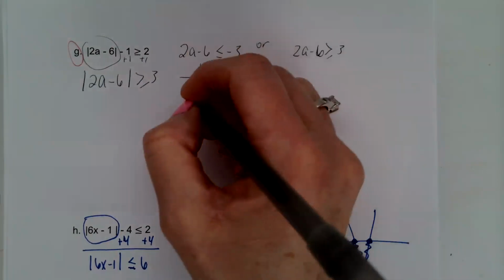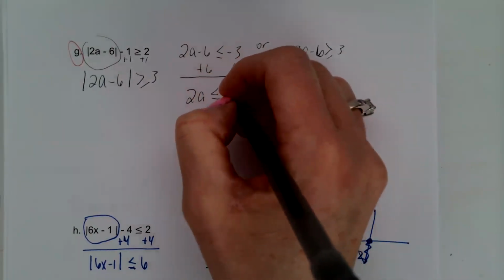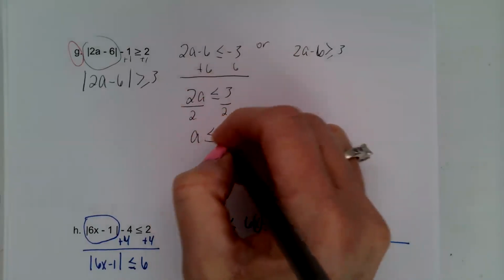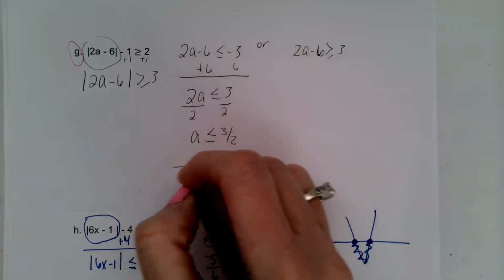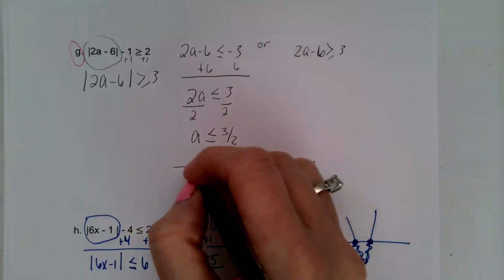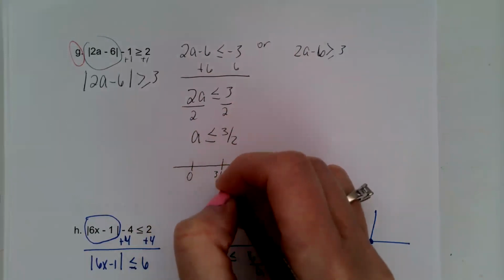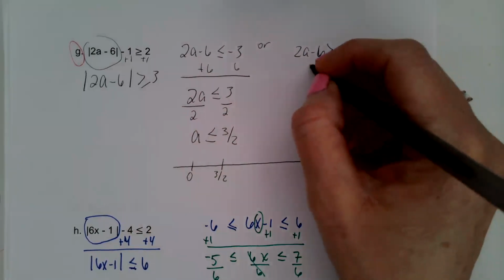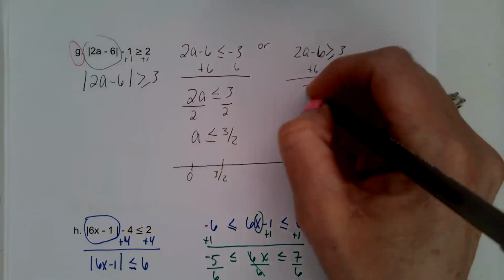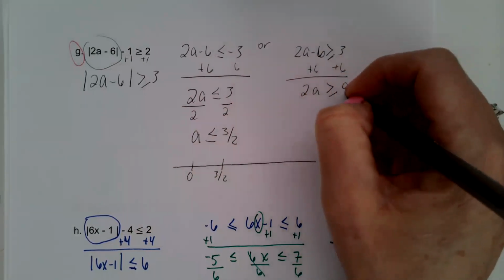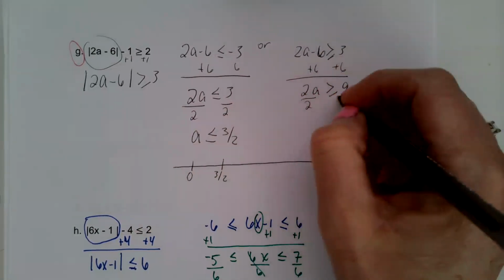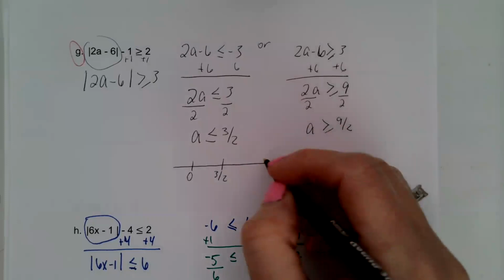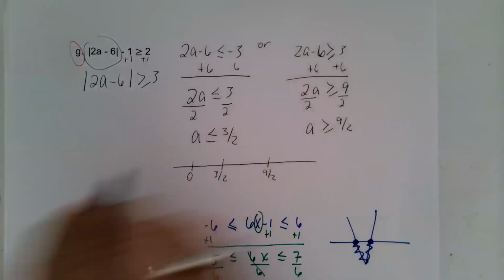So if we add 6, we've got 2a is less than or equal to 3, and divided by 2, a is less than or equal to 3 halves. Here's 0, here's 3 halves. We'll mark that in a minute. And then likewise, we're going to go back up here and add 6. And we'll have 2a is greater than or equal to 9. And divide by 2. We have a is greater than or equal to 9 halves. So 9/2 would be here, say.